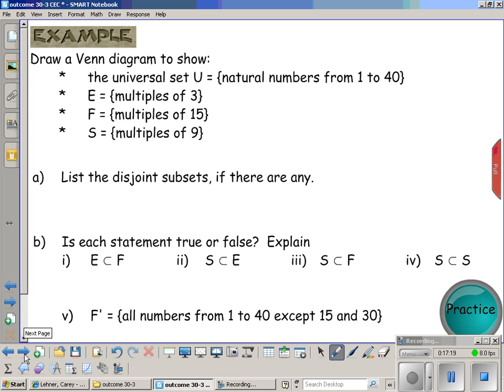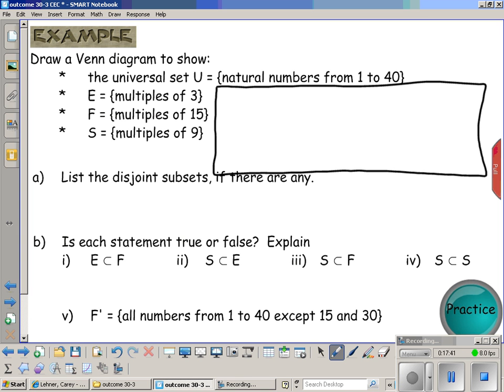Alright, let's have a look at another one here. We want to now draw a Venn diagram. So in the last example, the Venn diagram was given to us, but now we want to draw it. We want to make sure that we make it large enough so that we can fit everything that we might need in it. The universal set is the natural numbers from 1 to 40.